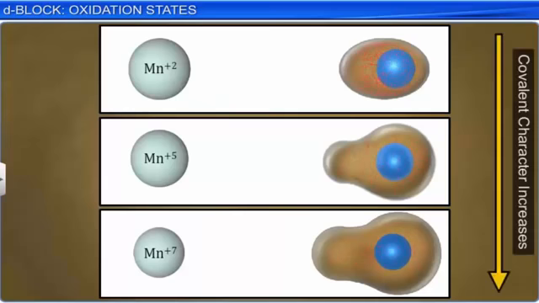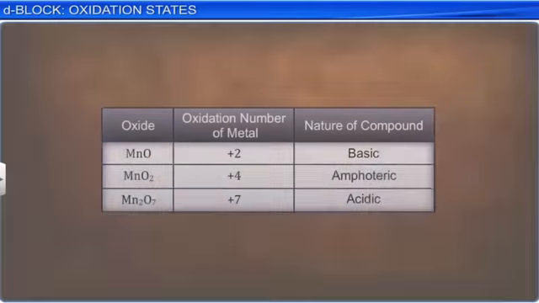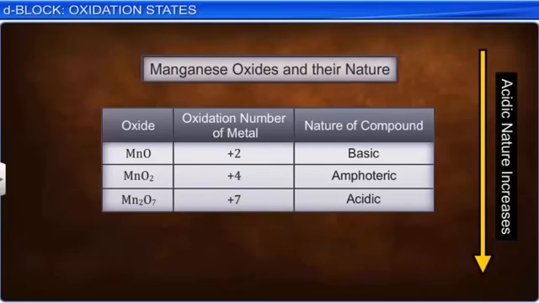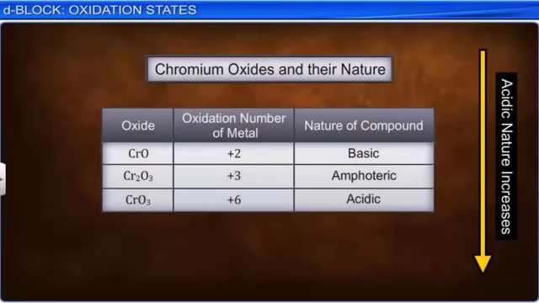The acidic nature of the oxides increases with an increase in the oxidation state of the transition element. For example, manganese 2 oxide is basic. Manganese 4 oxide is amphoteric, while manganese 7 oxide is acidic in nature. Similarly, chromium 2 oxide is basic, chromium 3 oxide is amphoteric, and chromium 6 oxide is acidic.